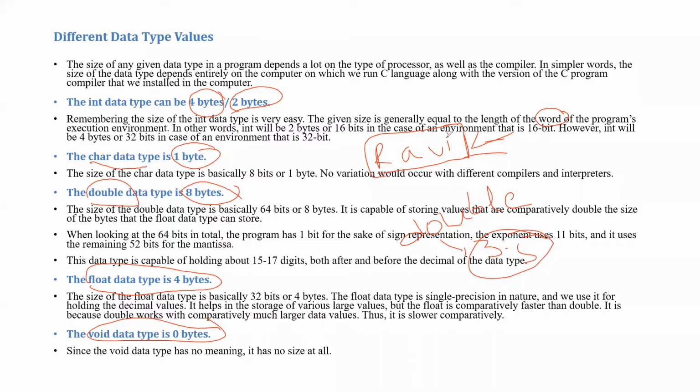And when it comes to void, it is using 0 bytes. For void, there is no memory allocation. So this is about different data types and how much memory each is going to use.